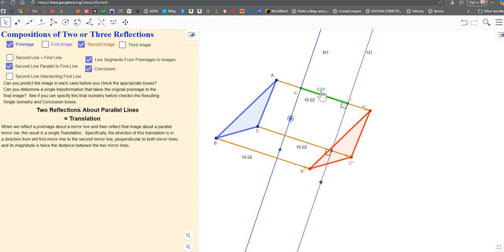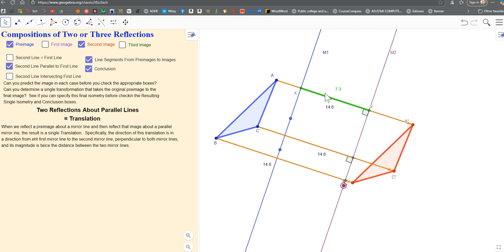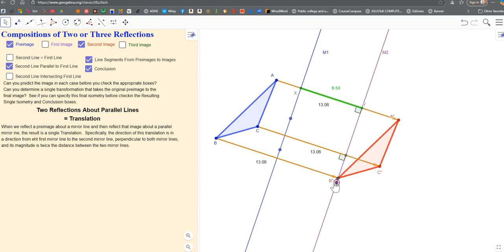Now, I've measured some distances here. This perpendicular distance between the two mirror lines is 5.01, and the distance between A and A prime is 10.02. Actually all these distances are 10.02. What if I make this longer? 7.3, 14.6. It looks like it's twice as much.